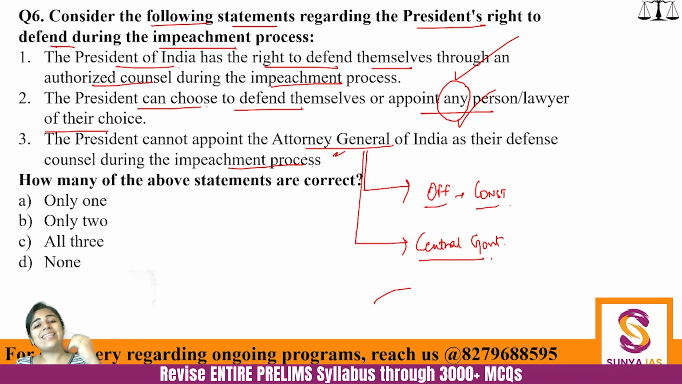Okay, so in that sense, Attorney General can actually defend the President of India, and this is a fact that you need to remember from now on, that Attorney General can defend the President of India when the President of India is being charged for impeachment. Okay, so I hope this is very, very clear to you. This one becomes incorrect.